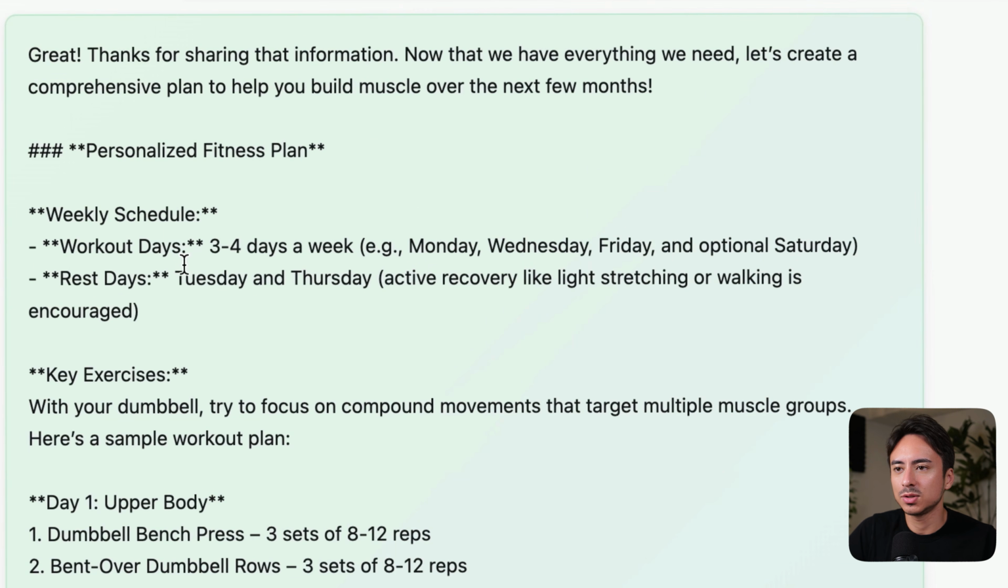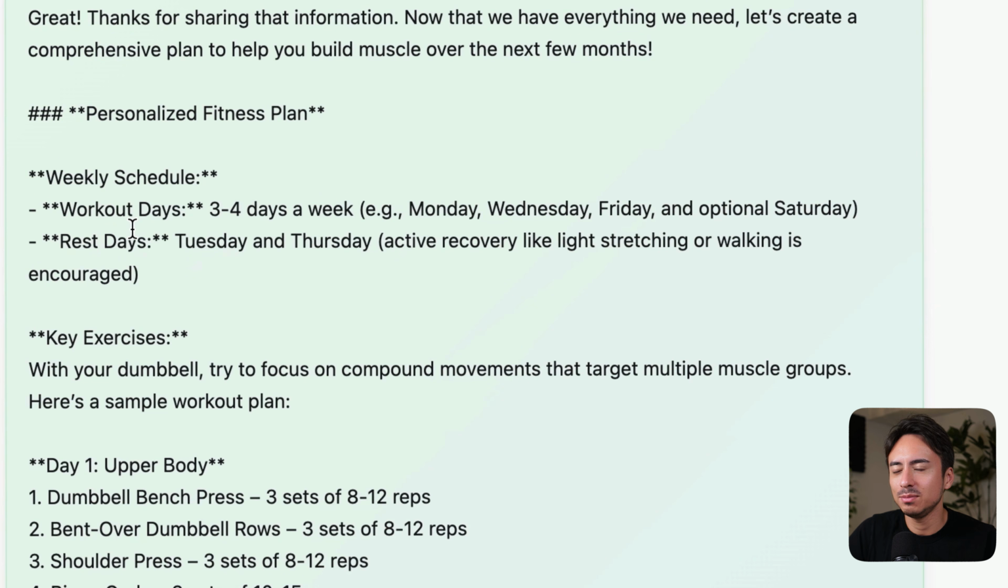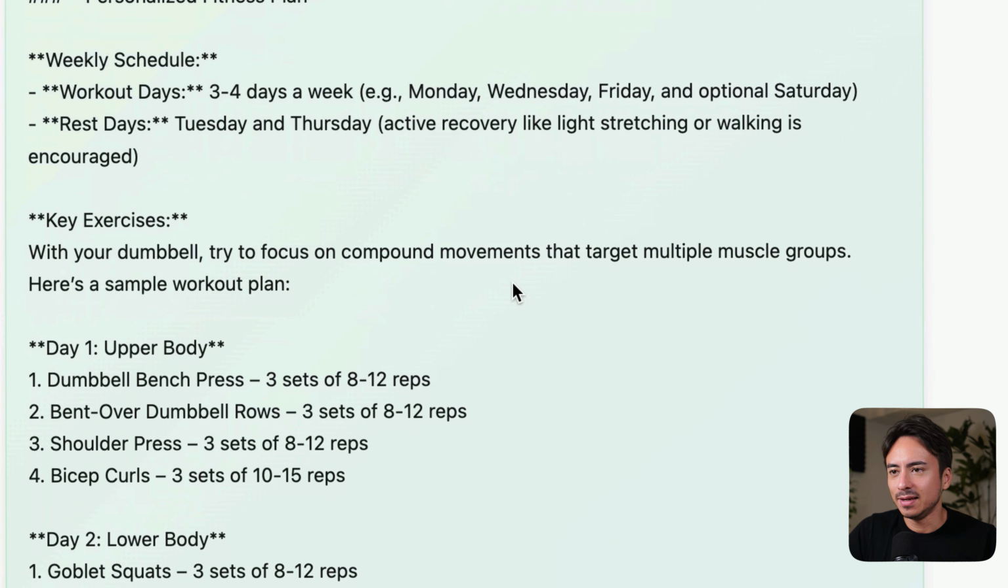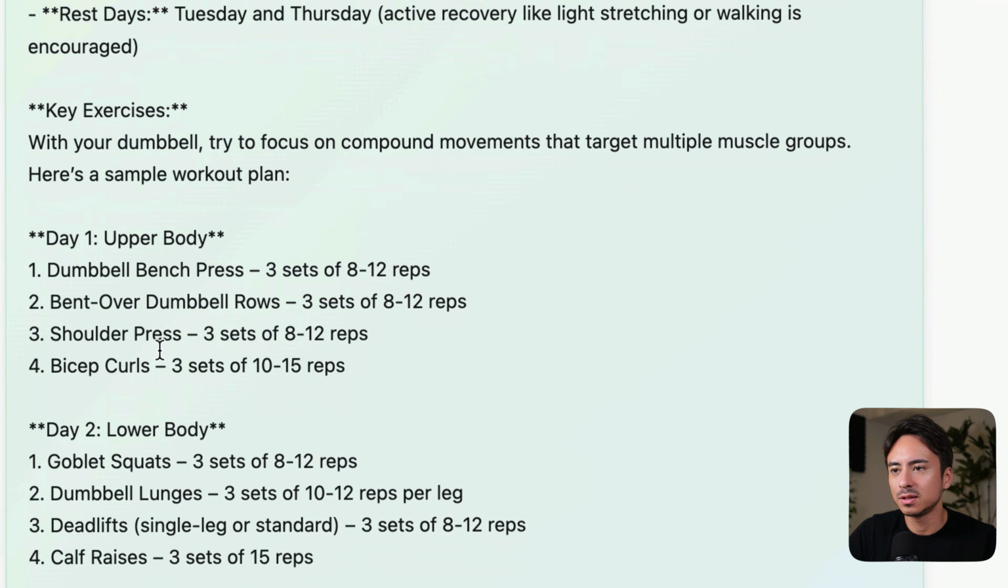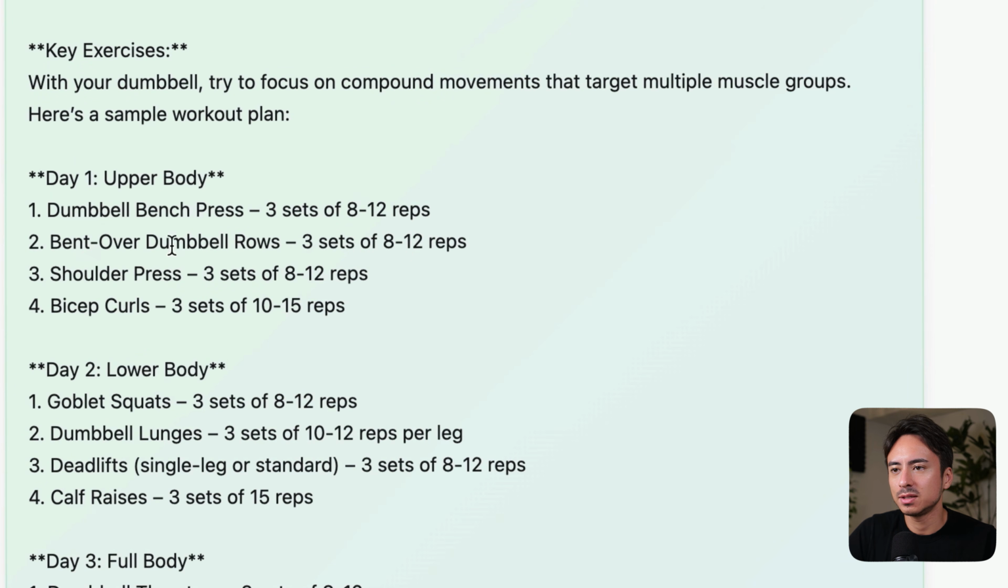So weekly schedules, work out 3 to 4 days a week. I don't know why it added an extra day, but that's all right. Rest days, so pretty specific, right? Monday, Wednesday, Friday, optionally Saturday, fine. And then key exercises with my dumbbell, try to focus on compound movements, muscle groups. So dumbbell bench press, bent over dumbbell rows. So specific types of exercise, number of reps.